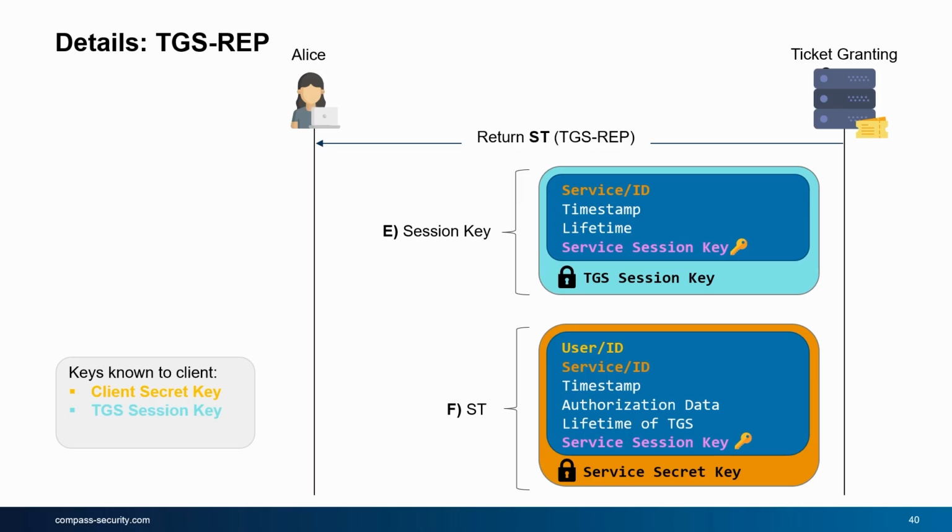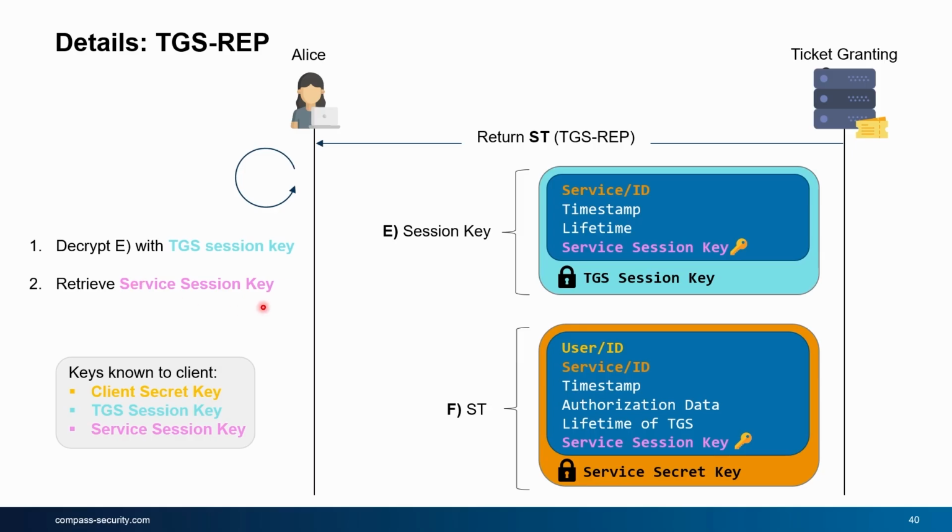If we look at the session key message part, we can see that we have the same service session key in here as is contained within the service ticket. And this part of the message is encrypted with the session key between our user and the TGS. So when our client gets back these messages, we can decrypt the session key message because we already know the session key from the previous exchange, and therefore then retrieve the service session key from it.